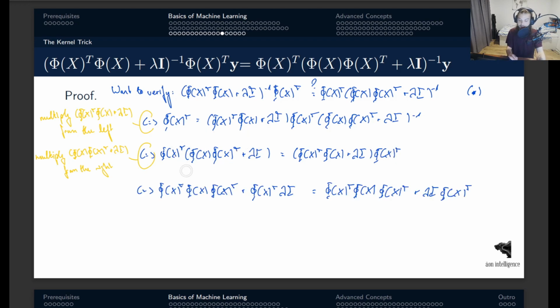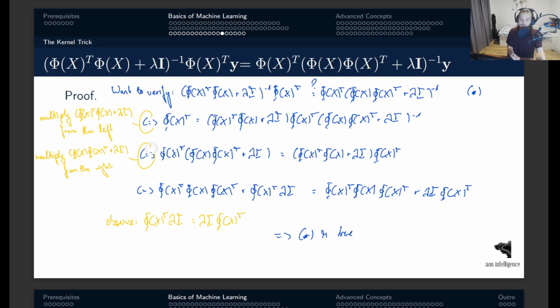And then we multiply out these expressions. For the left-hand side, we are left with phi x transpose phi x phi x transpose plus phi x transpose times lambda times the identity. And for the right-hand side, we have phi x transpose phi x phi x transpose plus lambda times the identity times phi x transpose. And finally, we observe that these two expressions are equal, because phi x transpose times lambda times the identity is equal to lambda times the identity times phi x transpose. So we have shown that this is equal.